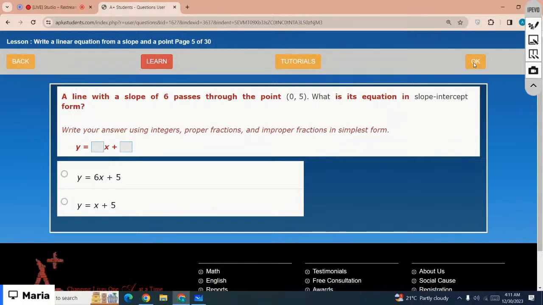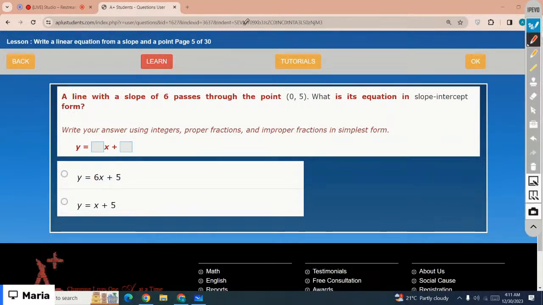You are given two choices, y equals 6x plus 5 and y equals x plus 5, right? This is very easy. To choose the correct option, you are given the slope is 6. Here you have 6, but here you do not have 6. This isn't the correct option. Another one is x is 0, y is 5.